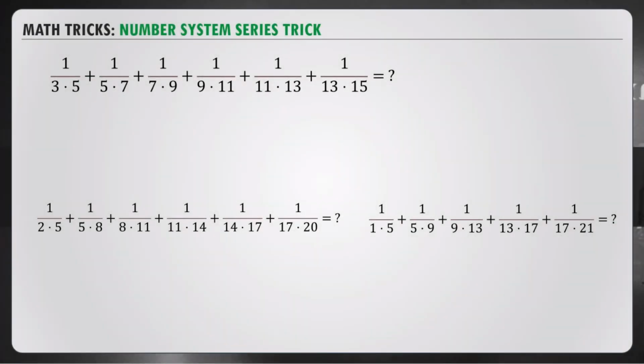We have here 1 over 3.5. Let's make it clear. This point means multiply. We have 3 times 5, 5 times 7, 7 times 9, 9 times 11, and so on to 13 times 15. And we want to know what is the sum of the series.